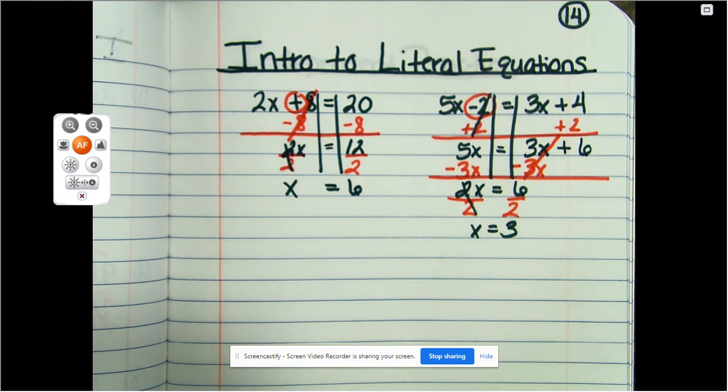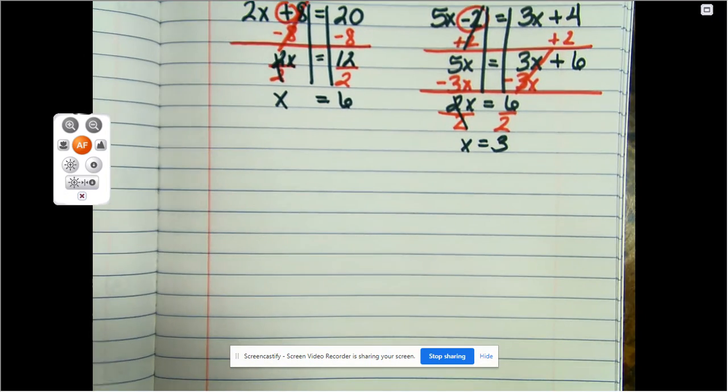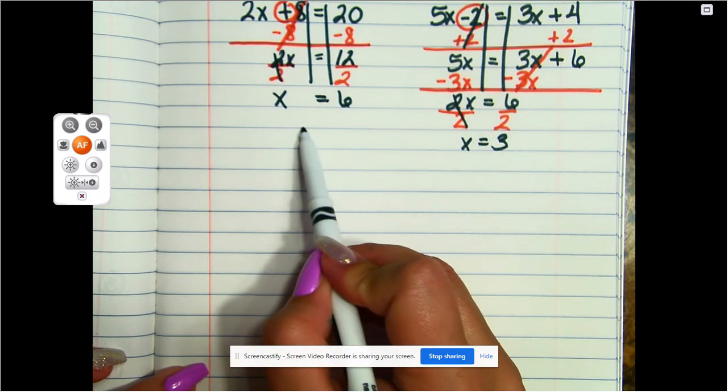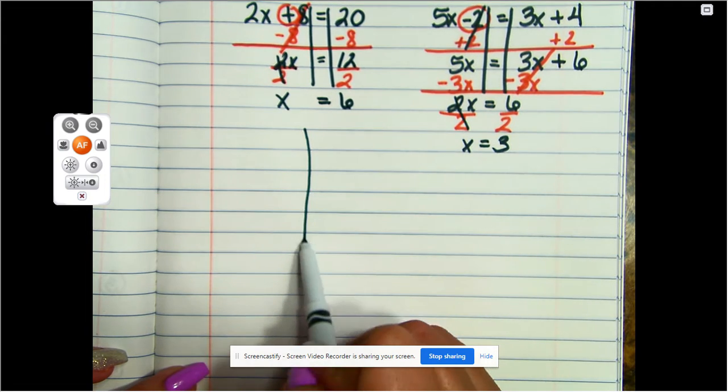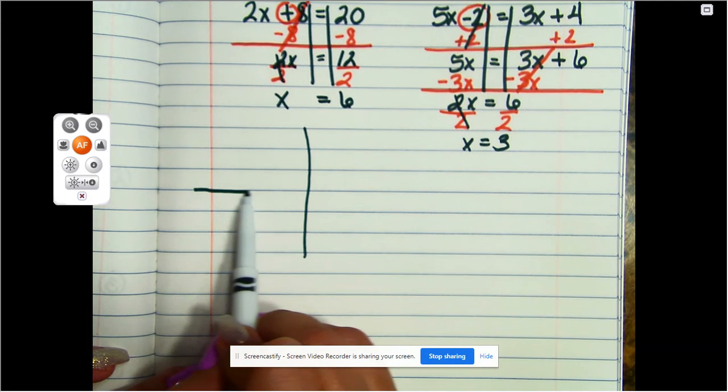Miss Anne's, why are you making it easy? Just hold up. Okay, so we have eased our way in. We remembered inverse operations.